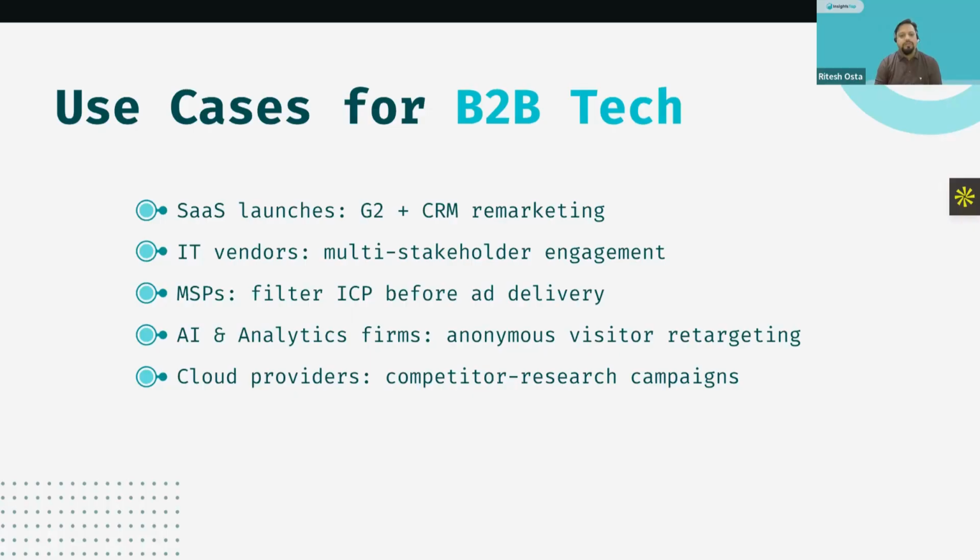AI and analytics firms use it a lot. Anonymous visitor retargeting, right? And cloud providers, correct? So competitive research campaigns and so on. They're competing with the competitors, correct? So this kind of strategy creates very good campaigns in terms of competitive research. So these are some use cases.